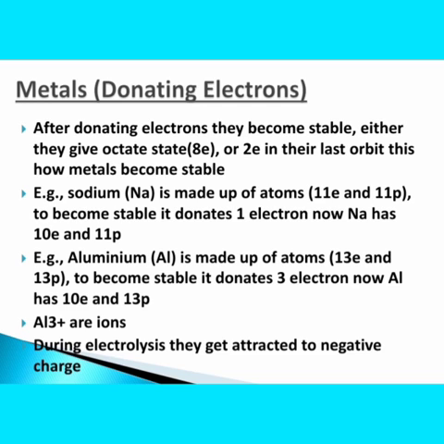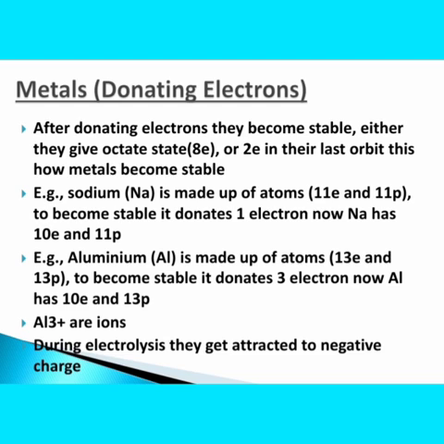Okay, example sodium. Sodium is represented as Na, that is made up of atoms. Atoms are made up of three kinds: electrons, protons, and neutrons. So here only protons and electrons are involved. Na is made up of 11 electrons and 11 protons. This is a metal, isn't it? Sodium is a metal, it is going to donate electrons.